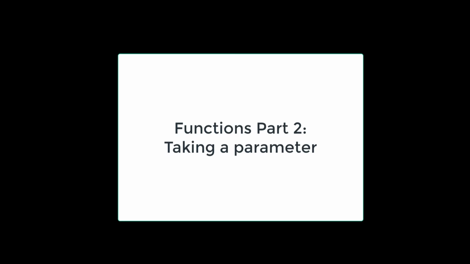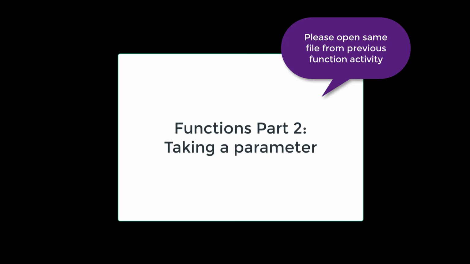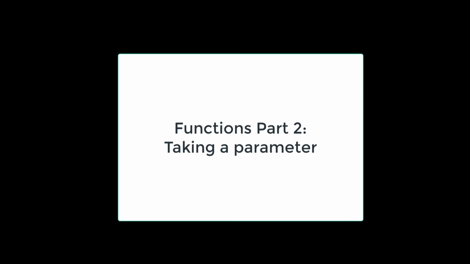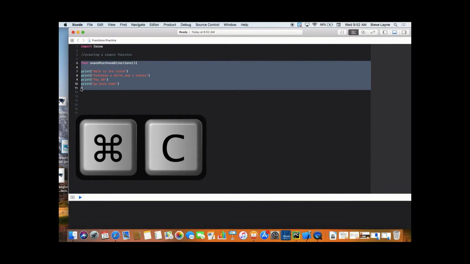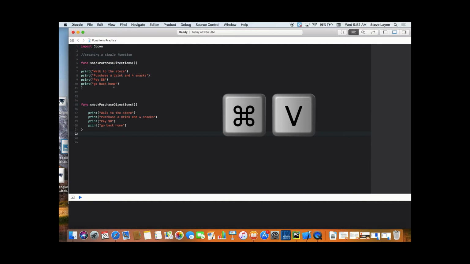Okay, so this is going to be part 2 called taking a parameter. We're going to open up the same file that you just made from the previous activity. And once you get it open, we're going to highlight everything that we have in there. You're going to copy it and you're going to paste it.